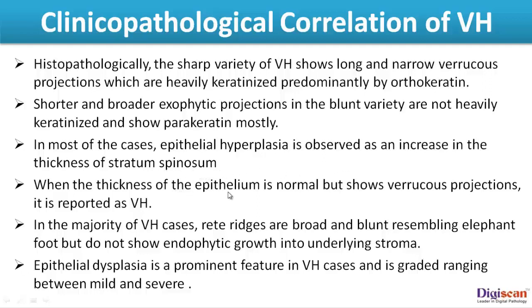When the thickness of epithelium is normal but shows verrucous projections, it is reported as verrucous hyperplasia. So, the thickening of the epithelium is not necessary for the diagnosis of verrucous hyperplasia. In the majority of verrucous hyperplasia cases, rete ridges are broad and blunt, resembling elephant foot, but do not show endophytic growth into the underlying stroma. Epithelial dysplasia is a prominent feature in verrucous hyperplasia and is graded ranging between mild and severe.